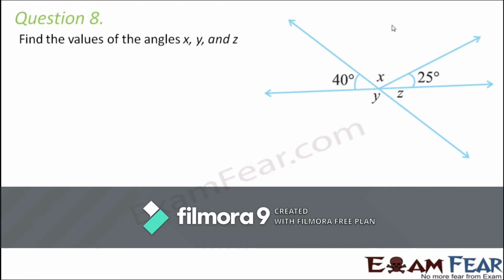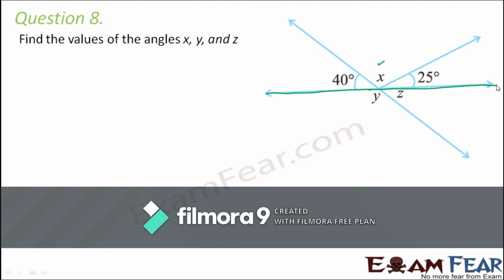Question number 8. Find the values of the angles x, y and z. Okay, so here also let's make use of properties. So let us first focus on x. So when you look at this portion, you see that this is a straight line, right? So this one is a straight line.